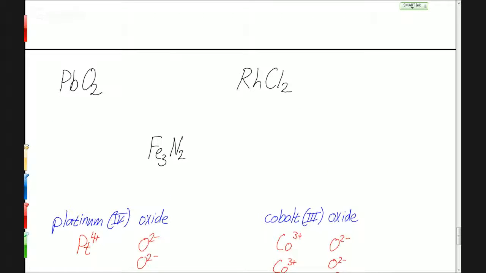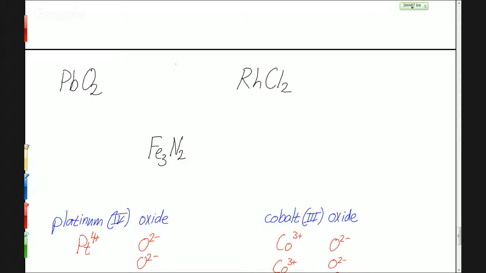All right, so what do you have for names for these then? Type them. What do you get for this one up here? Lead(II) oxide. Anybody get something different? 4. Why 2 or why 4? Anybody get anything different than either of those two? Well, let's look at it. Nobody feels super confident about that.